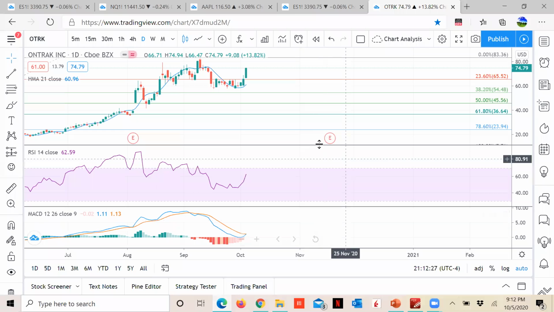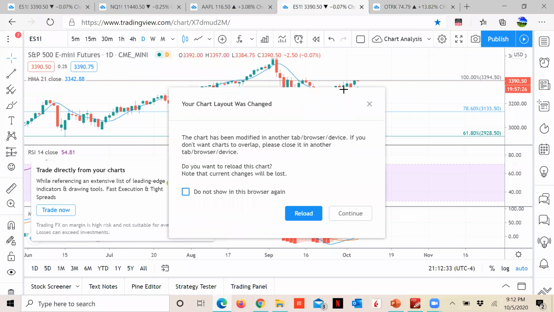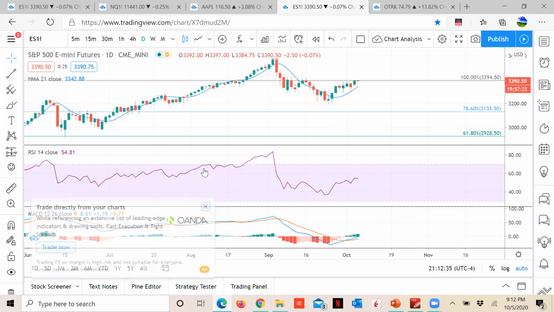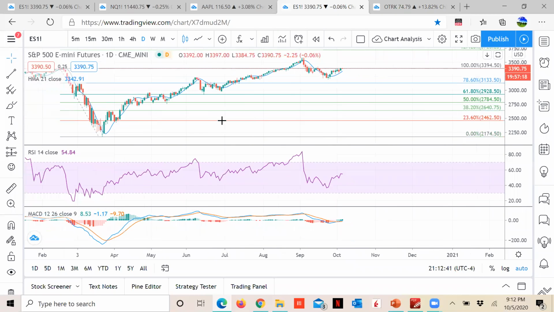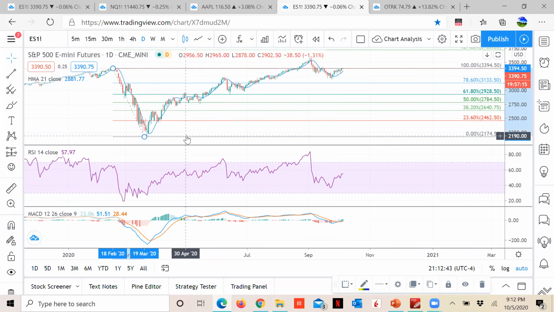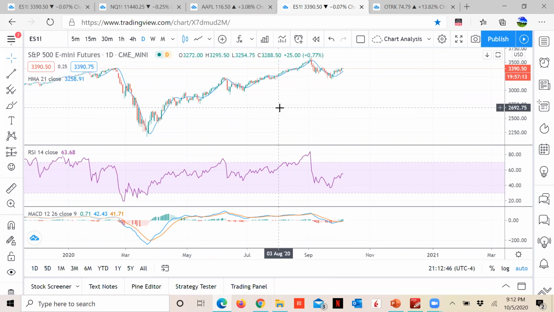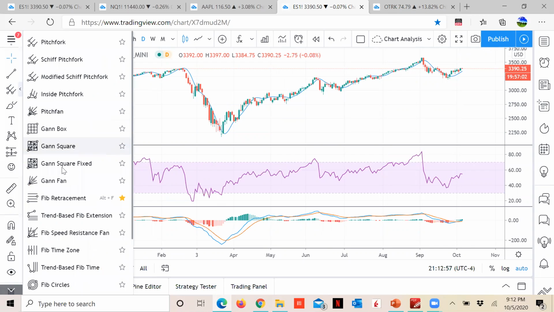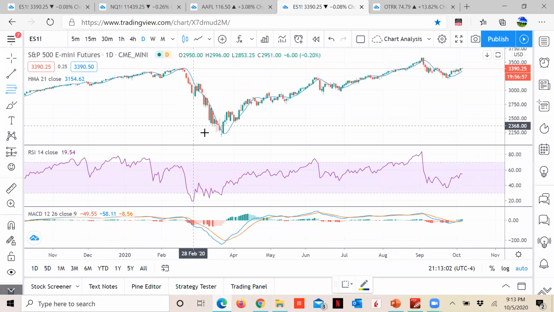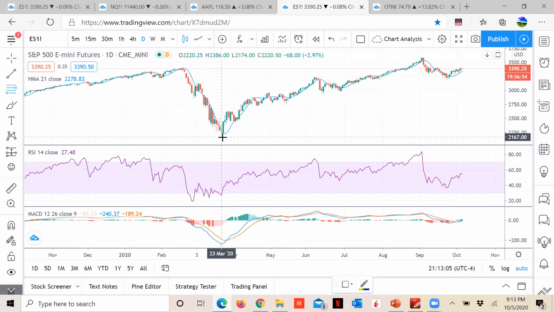So go to S&P 500 mini futures, right? So zoom out, delete it. Just to understand what the Fibonacci retracement is, you go from the Gann and Fibonacci tools and select Fibonacci retracement. It basically creates support and resistance levels based on the Fibonacci ratios.